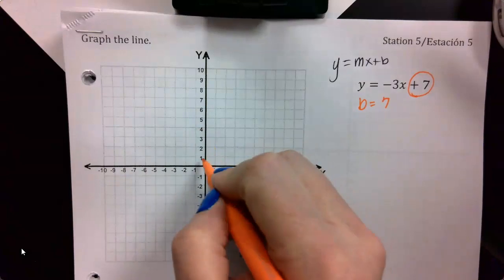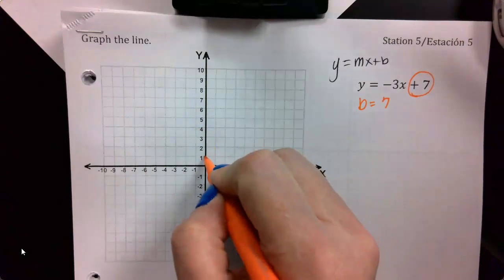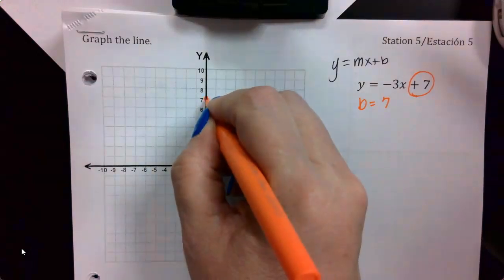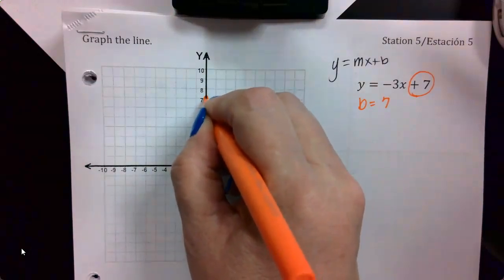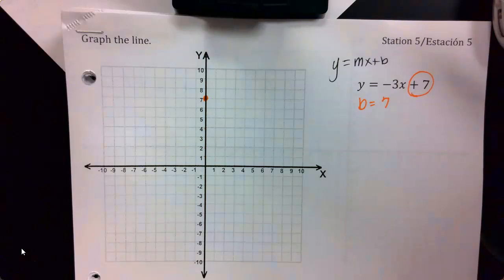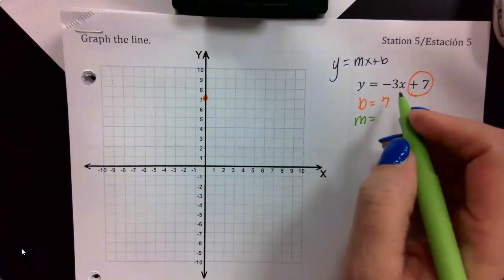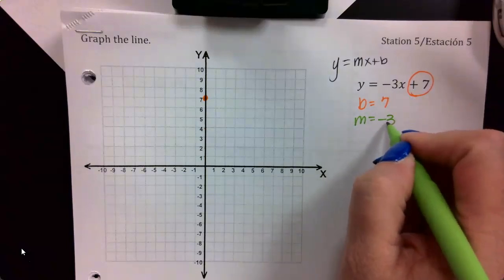So I'm going to go to 7 on my y-axis. 1, 2, 3, 4, 5, 6, 7. Put the dot right on the y-axis. And then I'm going to do my slope. My slope is the number that's in front of x. So in this case, it's -3.